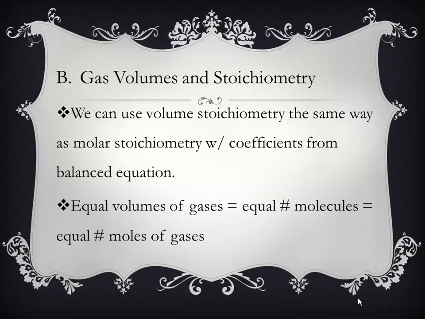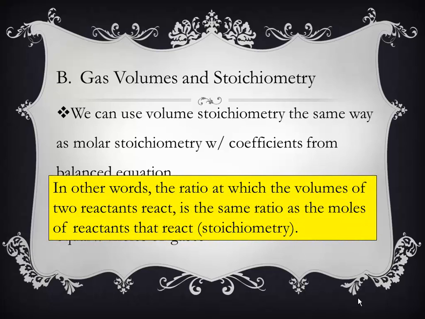Alright, gas volumes and stoichiometry. Basically, if you have a volume of a gas, it will give you the same molar stoichiometry as the balanced equation. Therefore, equal volumes of gas will have equal numbers of molecules and equal moles of the gases, all the same ratios. That's again because of the size of particles.